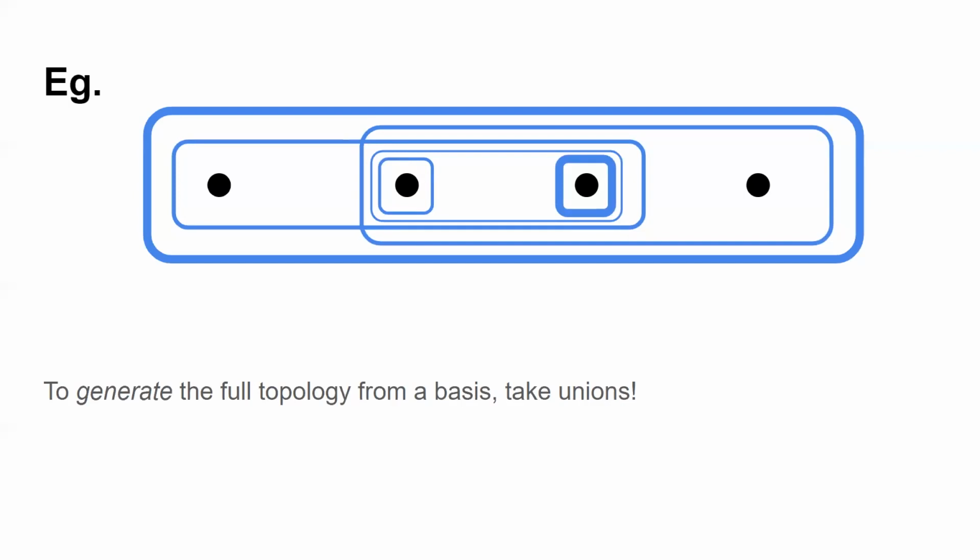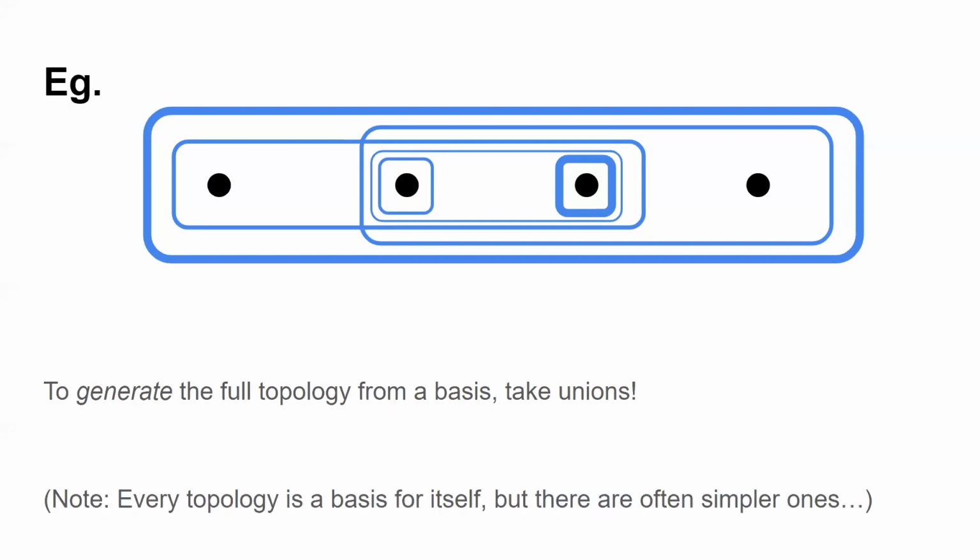Okay, so you might have wondered at this point whether every topology has a basis, whether or not it suffices to specify any topology by just some basic open sets. And actually, yes, it is possible. In fact, every topology is a basis for itself, but there are often simpler ones. You'd be missing the point to give every open set as a basic open set.